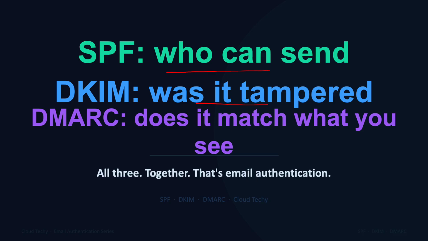And the reason all three matter together: SPF on its own can be bypassed by forging the visible from. DKIM on its own can be bypassed the same way. DMARC on its own has nothing to evaluate. Put them together and you have a complete system that makes it genuinely hard to impersonate your domain, improves your deliverability because mailbox providers trust authenticated mail, and gives you full visibility into everything sent in your name. That's email authentication.